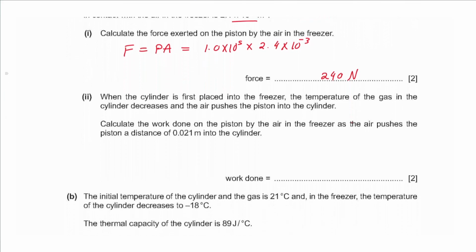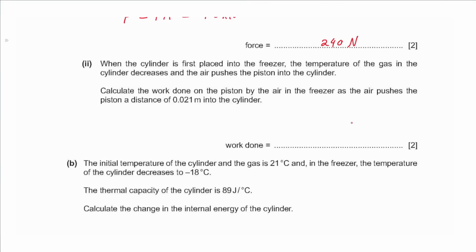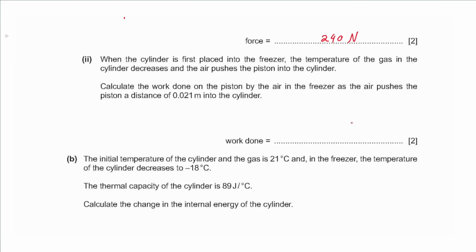Part B says when the cylinder is first placed into the freezer, the temperature of the gas in the cylinder decreases and the air pushes the piston into the cylinder. Calculate the work done on the piston by the air in the freezer as the air pushes the piston a distance of 0.021 meters into the cylinder. So work is equal to force multiplied by the parallel distance. We have the force 240 and the distance 0.021 meter. That gives an answer of 5.04 joules.